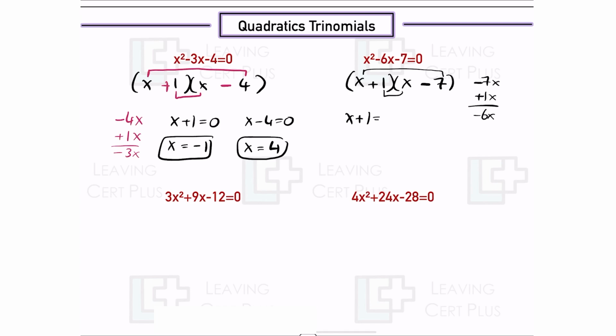x plus 1 is equal to 0, meaning x is equal to minus 1, and x minus 7 is equal to 0, meaning x is equal to 7. There are your 2 answers.